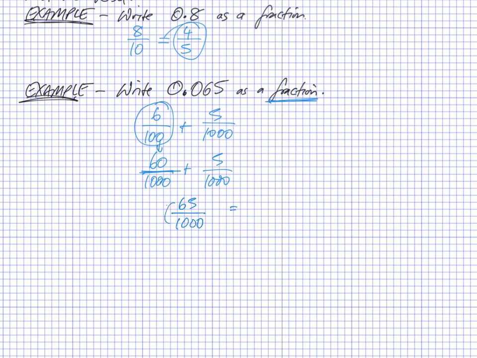I can see that these two, because the top one ends in a 5 and the bottom one ends in a 0, they're both divisible by 5. So how many 5s go into 65? That's 13 of them. How many 5s go into 1,000? There's 200. And 13 and 200, they don't have any common factors, so 13 over 200 is 0.065 as a fraction. Just double check quickly, 0.065.